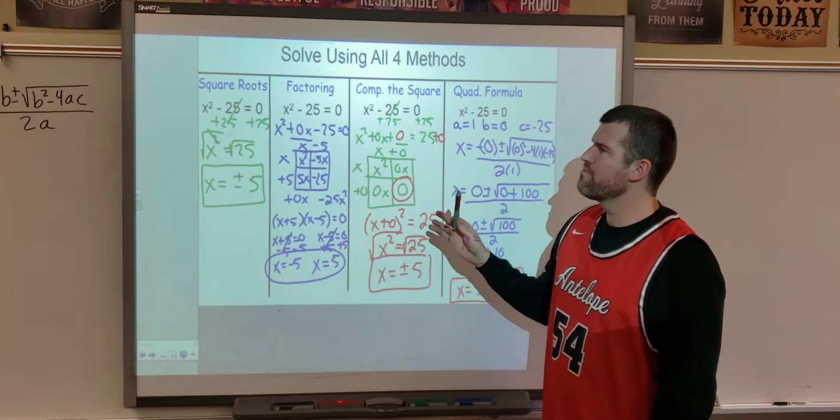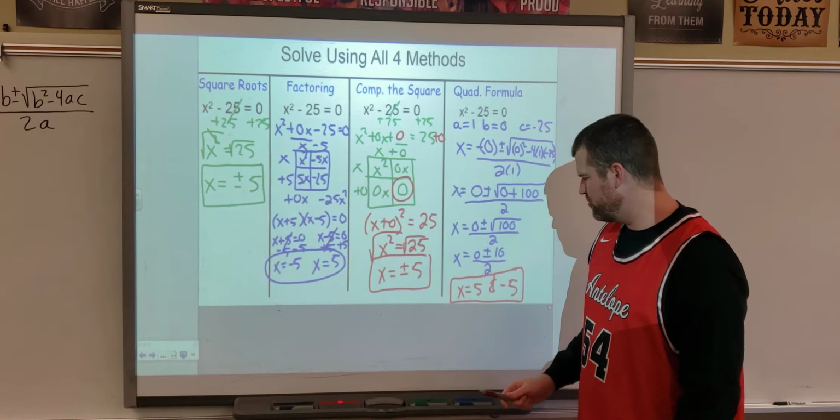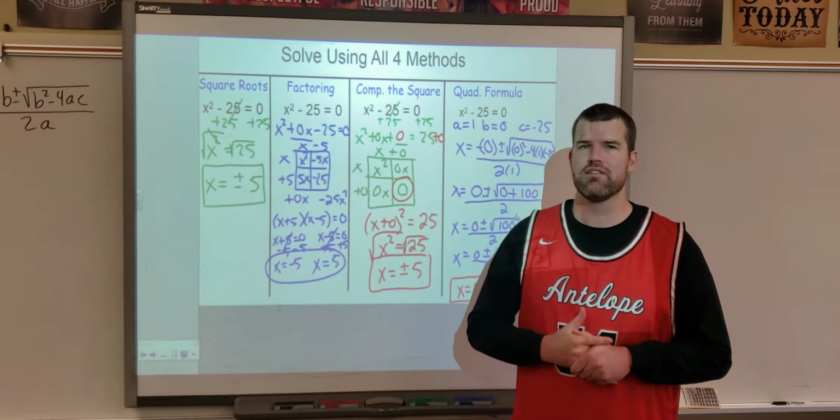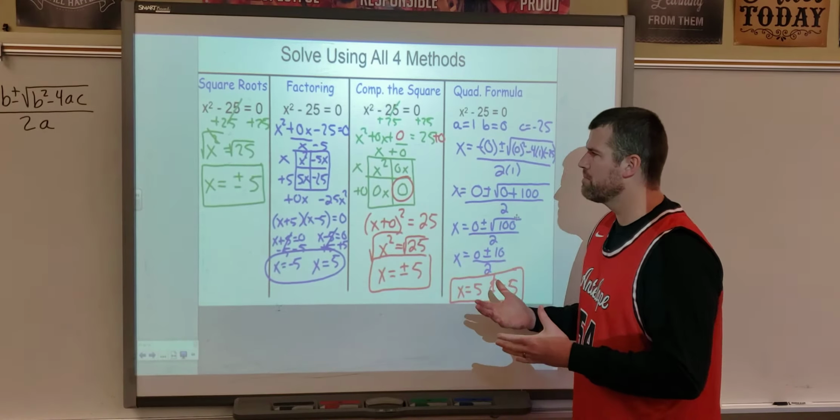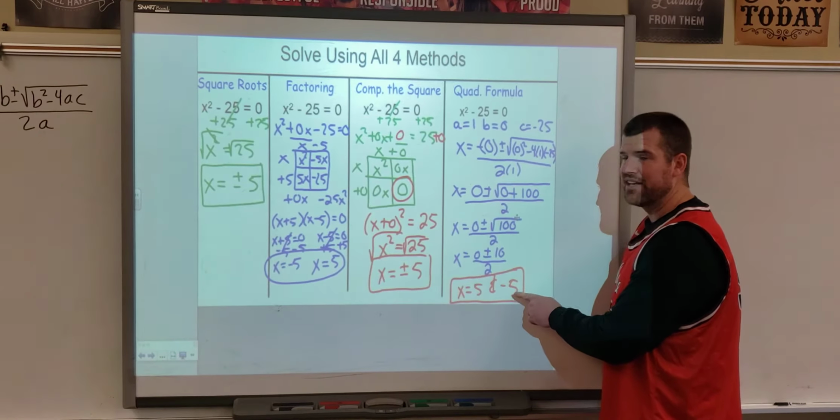So anyway, just wanted to review each of those 4 methods. But what we're going to do the rest of today is just talk about how we can quickly identify the number of solutions. So this problem, when we look back, it had 2 solutions, right? We had a positive 5 and a negative 5.